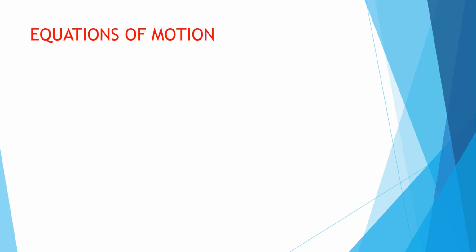Equations of motion. There are three equations of motion. v is equal to u plus at, s is equal to ut plus half at square, and v square minus u square is equal to 2as. The first equation connects time and velocity. The second connects displacement and time. The third connects velocity and displacement.